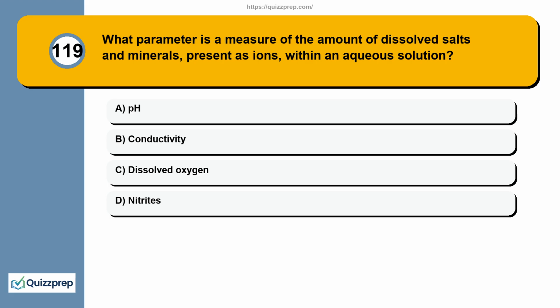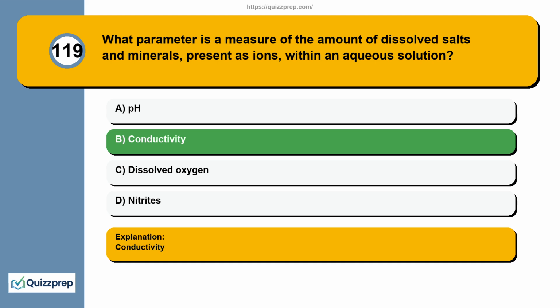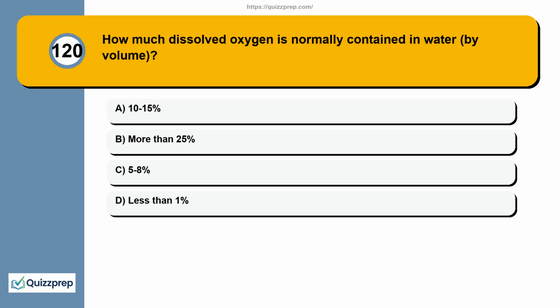Question 119. What parameter is a measure of the amount of dissolved salts and minerals, present as ions, within an aqueous solution? Option A, pH. Option B, conductivity. Option C, dissolved oxygen. Option D, nitrites. The correct answer is option B, conductivity.